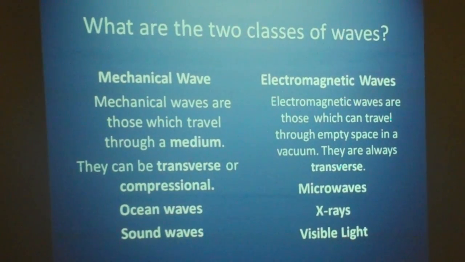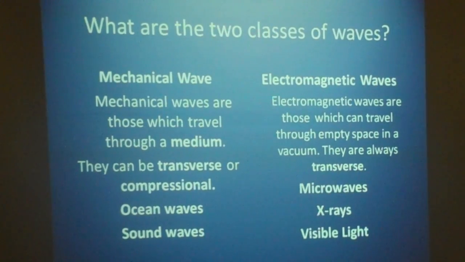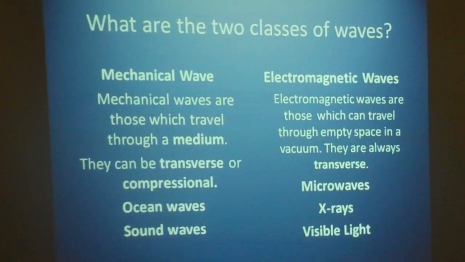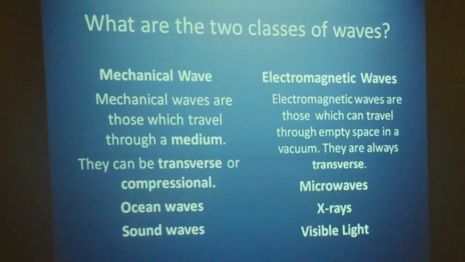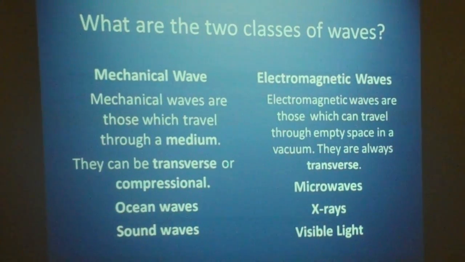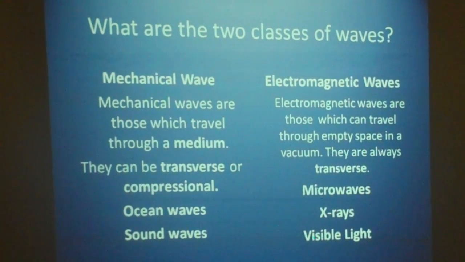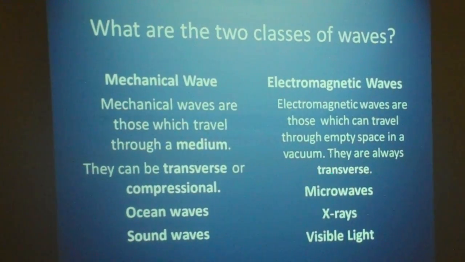The other kind are electromagnetic waves. These waves can travel through empty space in a vacuum. They are always transverse in shape. Visible light, microwaves, X-rays, infrared, radio waves, TV waves are all examples of electromagnetic waves.